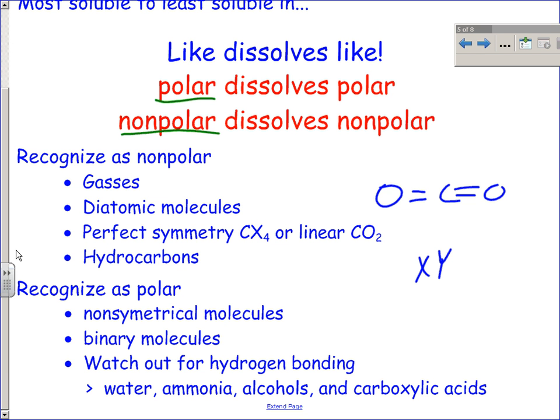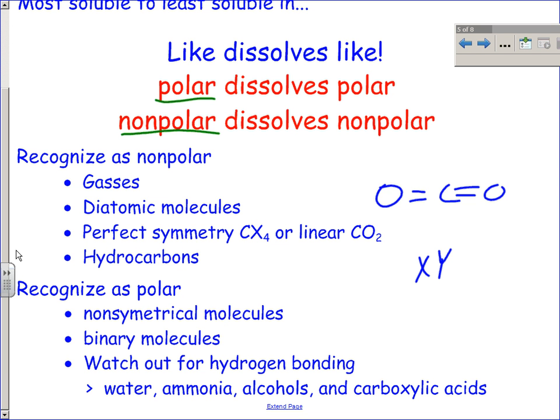You need to look at situations because they often slide into the polar discussion when you have hydrogen bonding, because remember that makes a higher level of attraction if you've got a hydrogen bond type situation. So water, ammonia, alcohols because they have the OH in it, carboxylic acids because they have the OH in it. All those are things that are going to display hydrogen bonding, so look out for them.